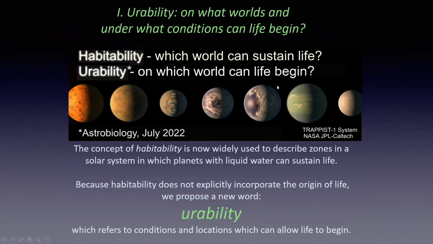Gotcha. So errability is a new term. We made it up because we realized in our conversations that habitability had certain limitations. And we're going to talk about those limitations over the next few minutes. Habitability has to do with which world can sustain life. But errability, we felt, was a word needed to describe worlds on which life can begin. And this gets pretty complicated.